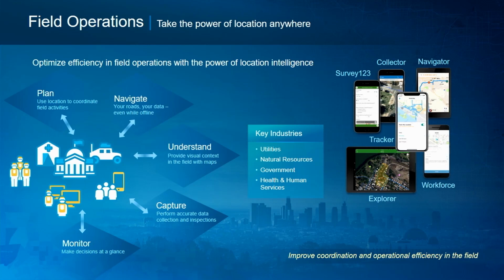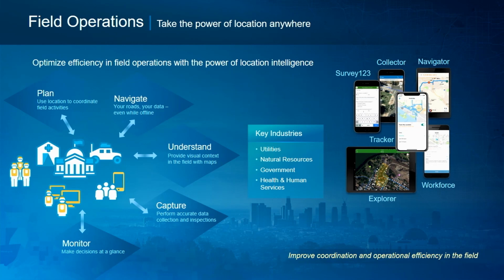First thing you need to do is plan your work. And so we have applications that can help you plan your work and do that better. Things like Workforce for ArcGIS. After you've planned your work, you figured out what you need to do, you've made your assignments, your people need to get out into the field. The next phase is navigating to those assignments. And so we have an application called Navigator for ArcGIS that gives you voice-guided turn-by-turn directions that helps you get where you're wanting to go.